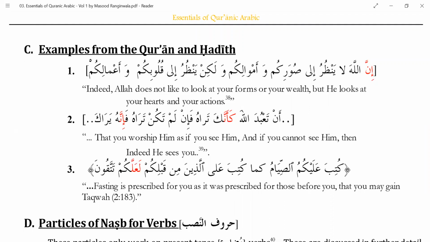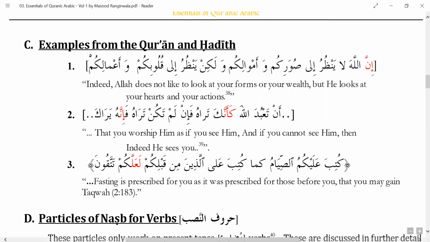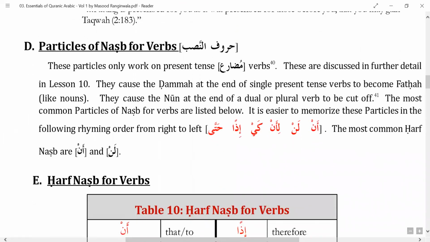Then you have some harf of nasb which act on verbs, on actions. These will work only on mudari. Mudari verbs are present tense. In present and future, both have the same form. So in Arabic they are known as mudari, they are known as one. Meaning wise, it is future as well as present.